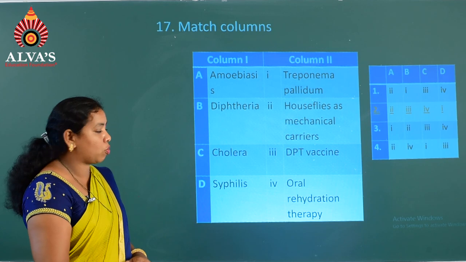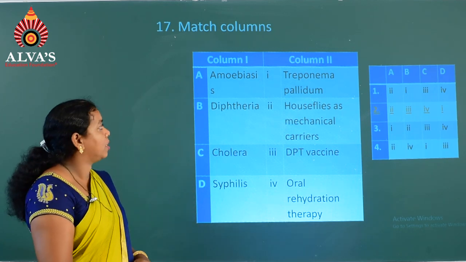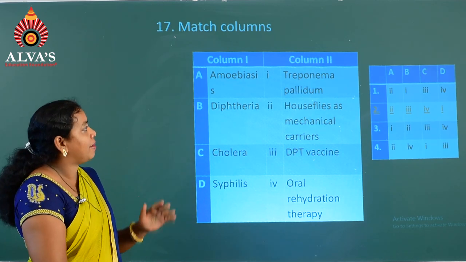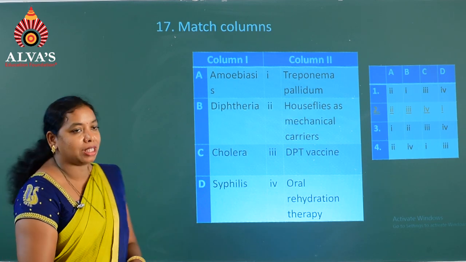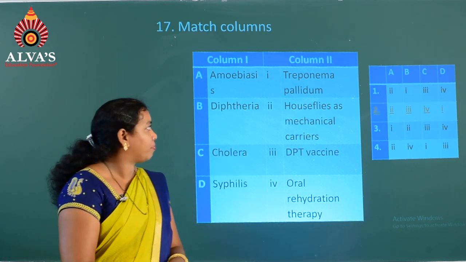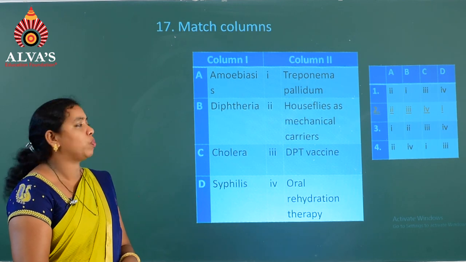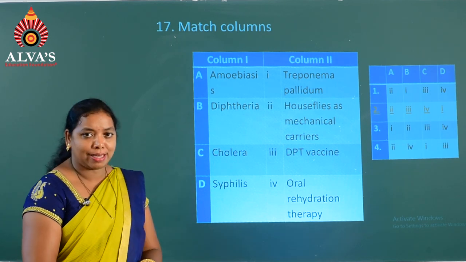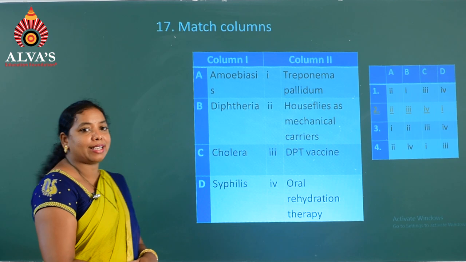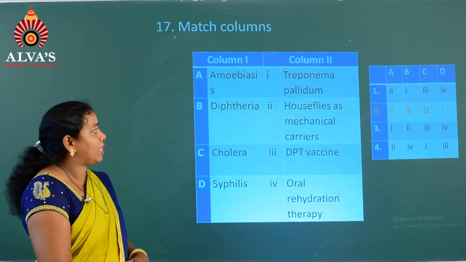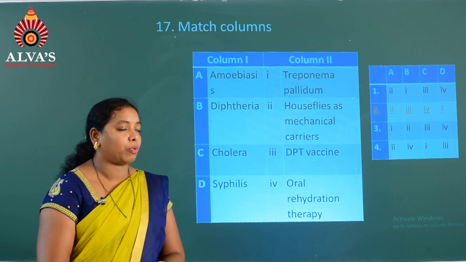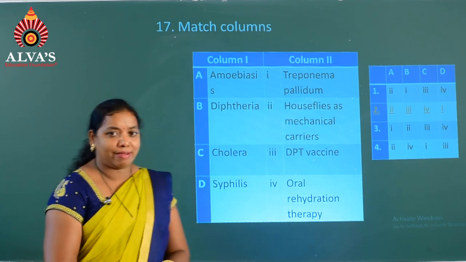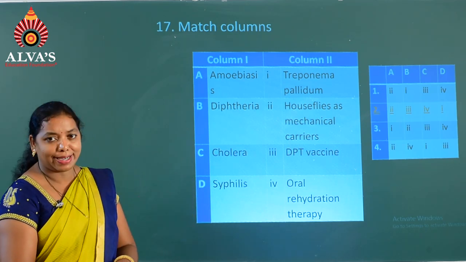We will discuss question number 17, that is match the column. Under column 1 they have given the names of different diseases, and in column 2 the causative agent for each disease as well as some vectors and vaccine names. We will identify the correct option. In column 1: A is amoebiasis, B is diphtheria, C is cholera, and D is syphilis. Whereas in column 2: first is Treponema pallidum, second is housefly as a mechanical carrier, third is the DPT vaccine, and fourth is oral rehydration therapy.